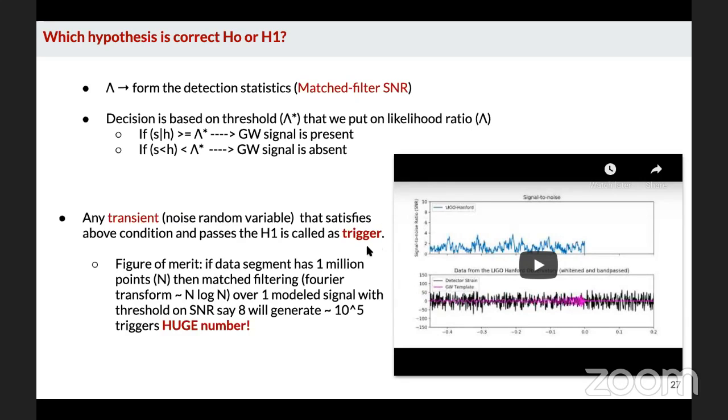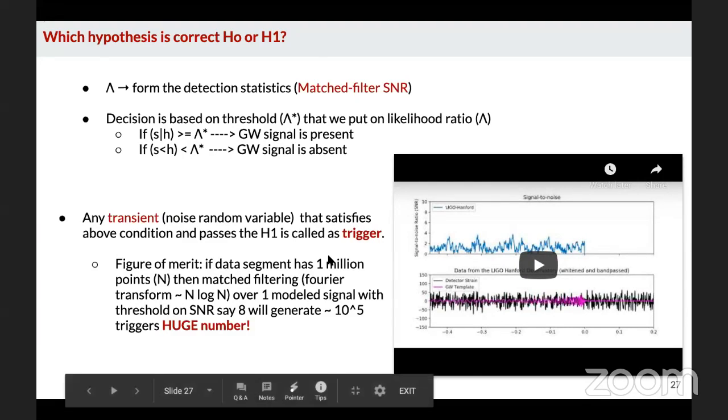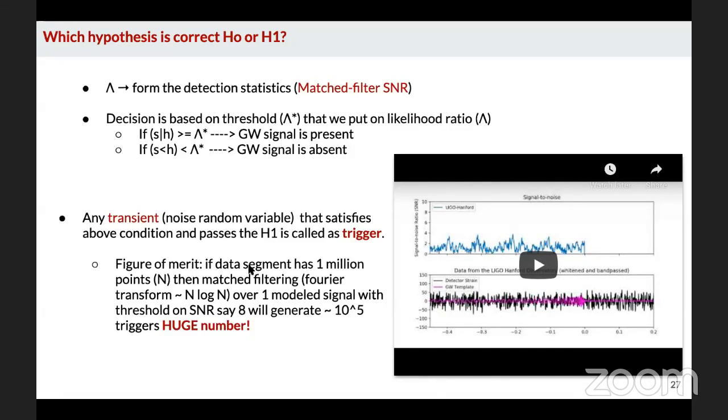This is what, in gravitational wave data analysis language, we say: that we have generated a trigger. Okay, now if we want to understand how many triggers we actually generate for, let's say, 1 day of data or a couple of minutes of data.